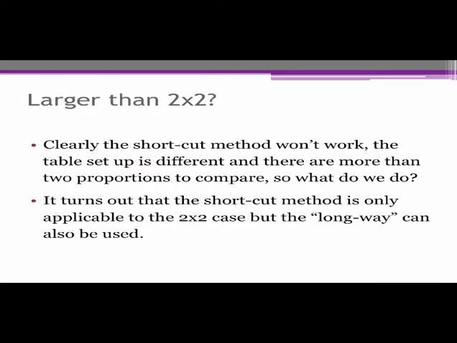What about if we have a larger than a 2x2 table? These are also called R by S tables. Clearly, the shortcut method won't work here because we have more than 4 cells. So we have to do this the long way, quote unquote.